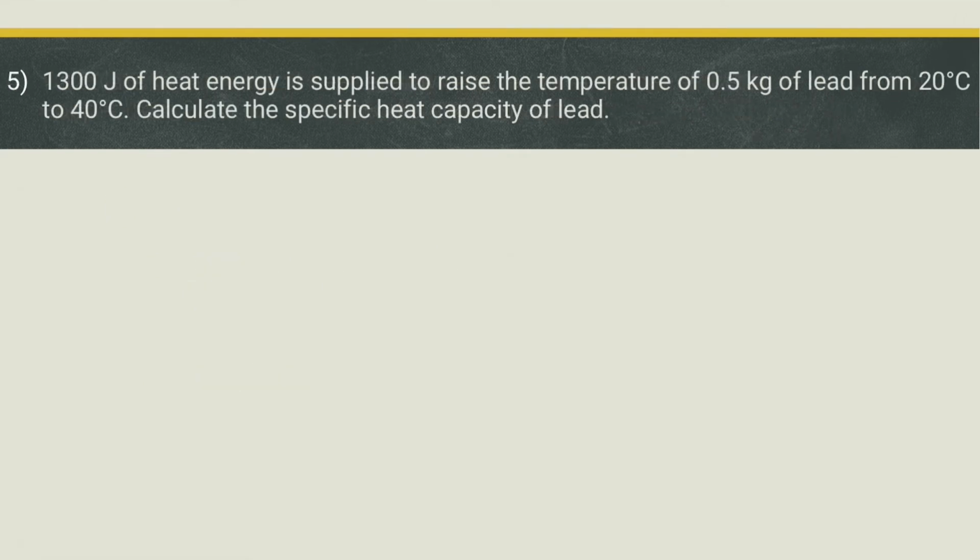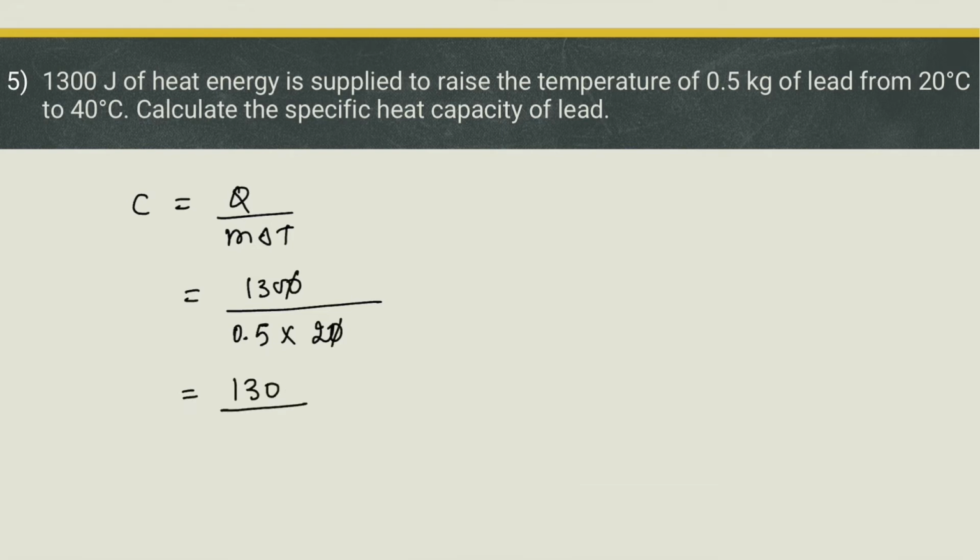Next, 1300 joule of heat energy is supplied to raise the temperature of 0.5 kg of lead from 20 to 40 degrees Celsius. Calculate the specific heat capacity of lead. Alright, specific heat capacity is Q upon mΔT. Q is 1300 joule, mass is 0.5 kilogram, and delta T, 20 to 40, is 20. So that is 1300 upon 0.5 into 20, which is 130 joule per kg degree Celsius, since mass was in kilograms.